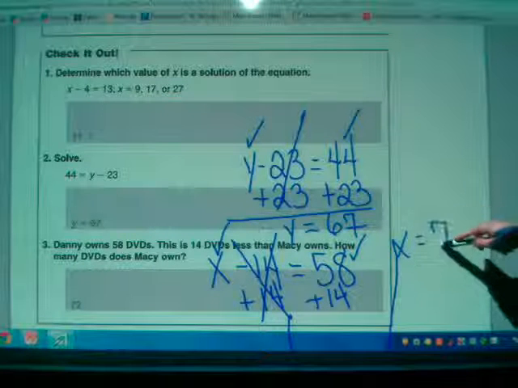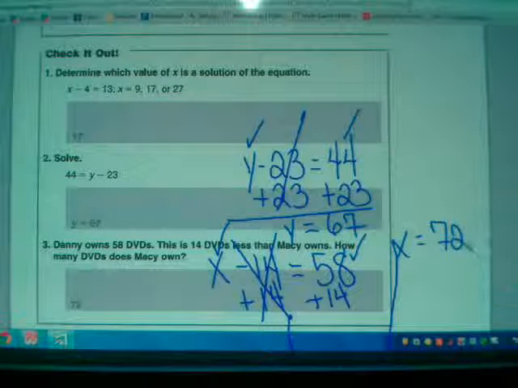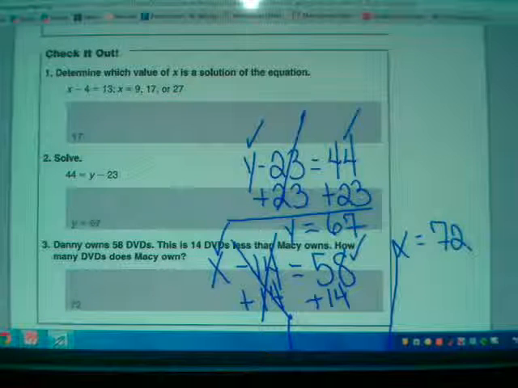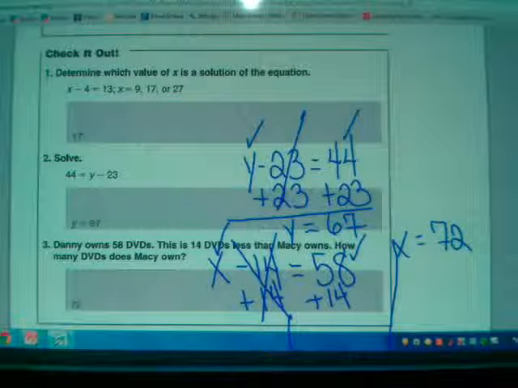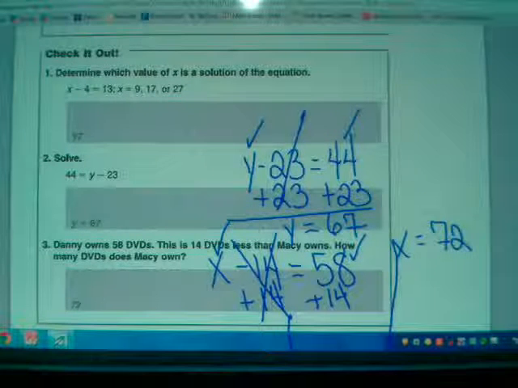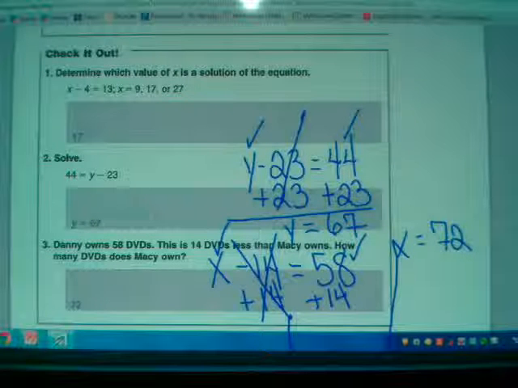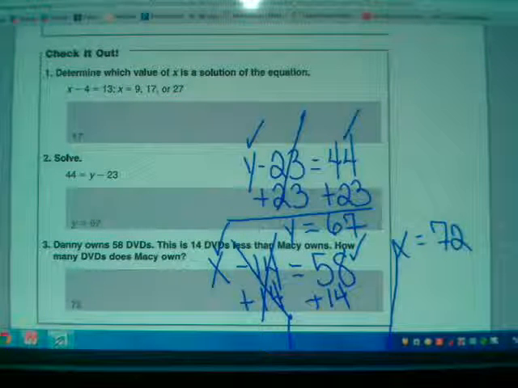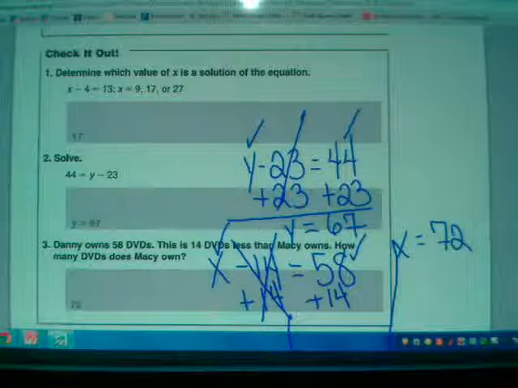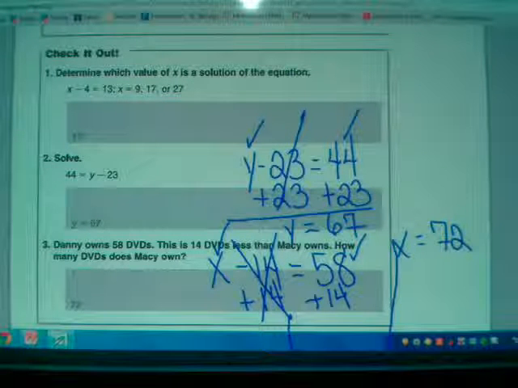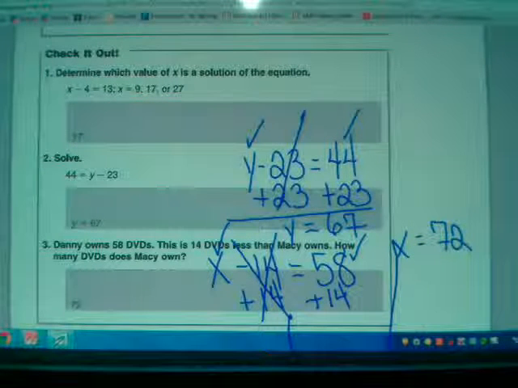Realize what 72 is. 72 is the number of DVDs Macy owns. That's what the question says. Third line: how many DVDs does Macy own? Macy owns 72. 14 less than 72 is indeed 58. And that's our check to make sure we did this correctly.